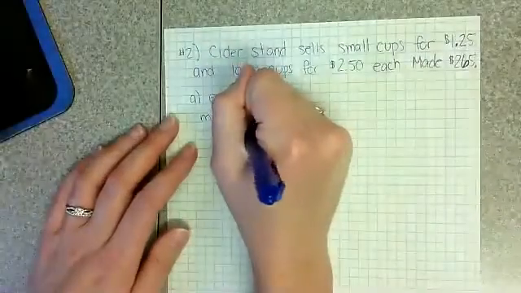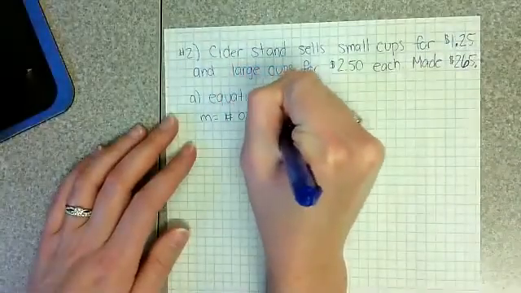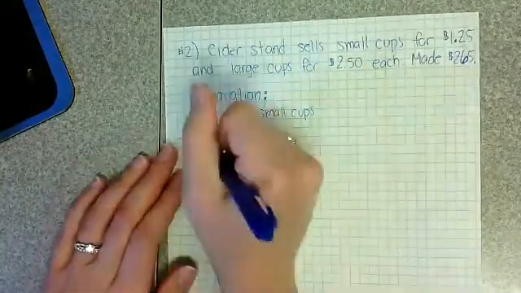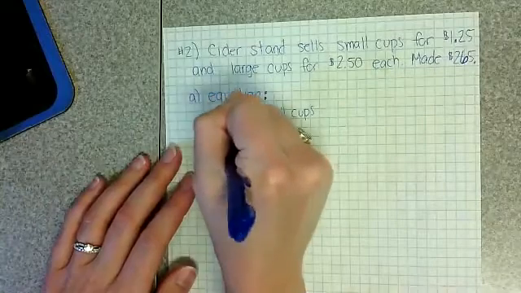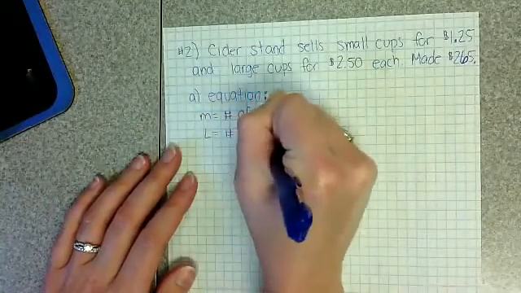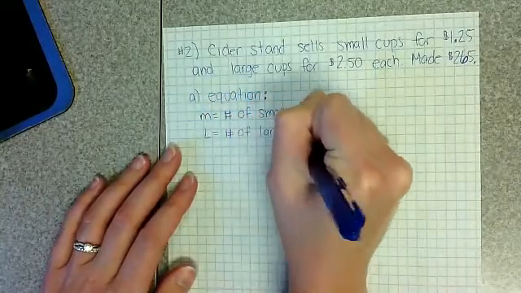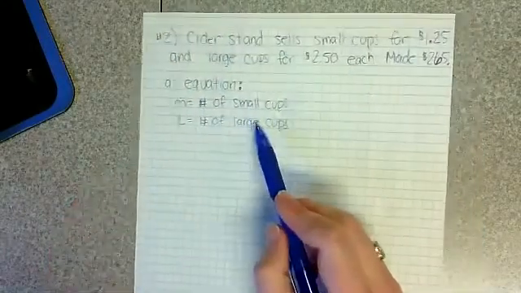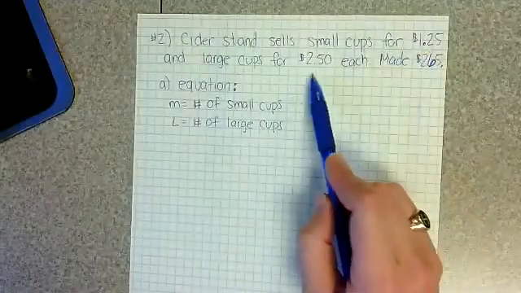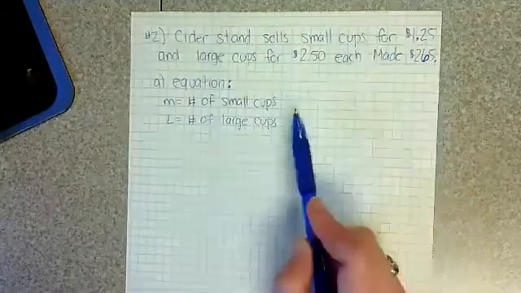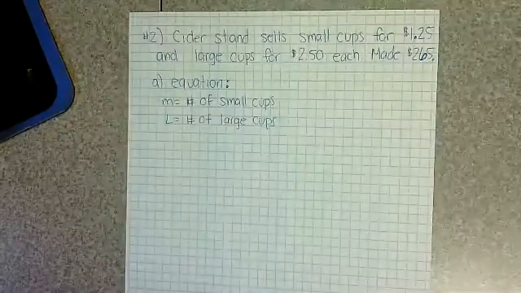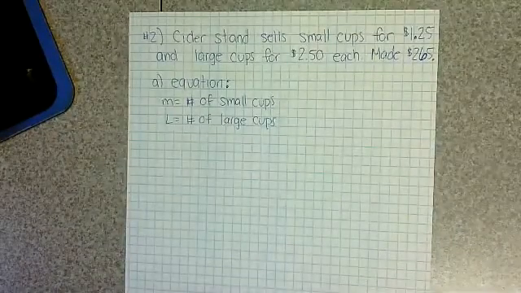the number of small cups, and I'm going to do a capital L for the number of large cups. Okay, this is what I don't know. So I know the price for each of these and I know my total, but I don't know the number of small cups and the number of big. So this one is a little bit different compared to what we were just doing.